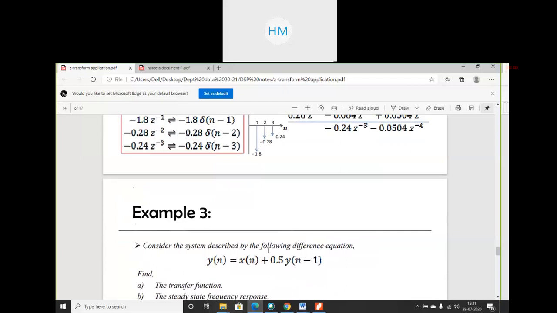Now next example, consider the system described by the following difference equation. This difference equation is given to you. y of n is equal to x of n plus 0.5 y of n minus 1. Find the transfer function. So please start simplifying, students. Find the transfer function. What do you mean by transfer function? Everyone knows, so find the transfer function quickly.